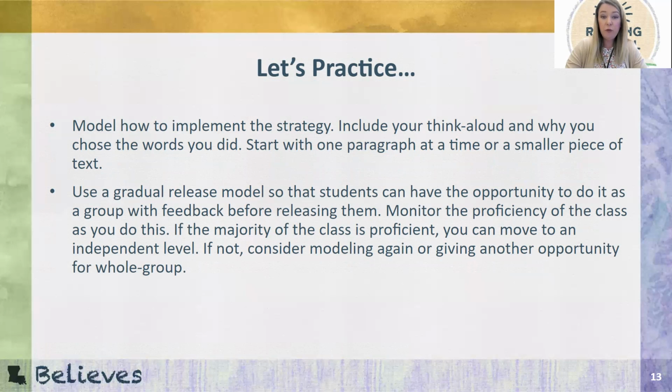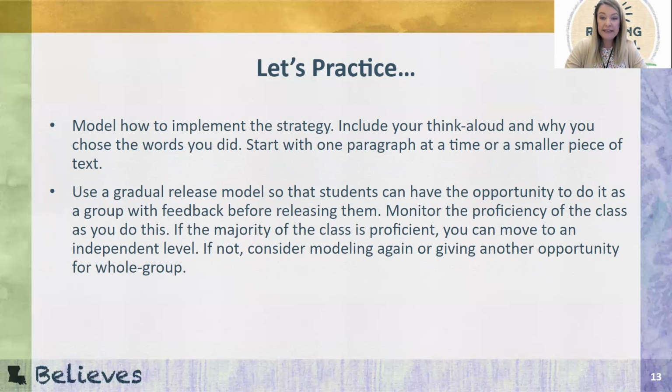And we're going to start off with one paragraph or a smaller piece of text, and then you can move into something a little bit bigger. I am going to use a gradual release model, but with taping this and not having live people, we won't have the we do, but I'll have the I do, and then I'll show you how we move into the we do if we had students.